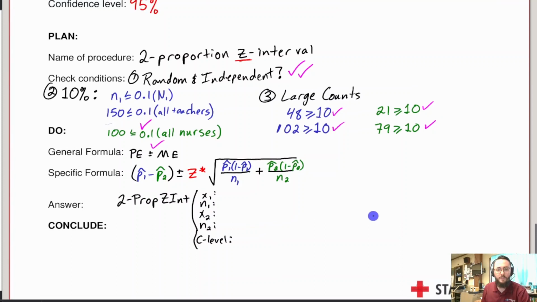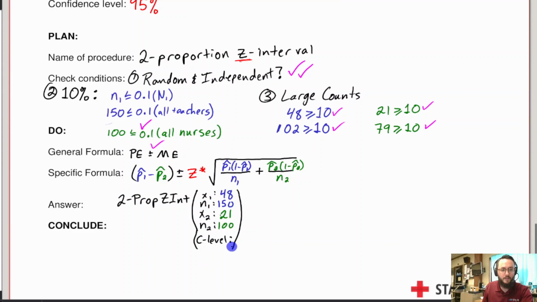Great. So now you have to identify the parts. N1 was 150 and N2 was 100. Now the X's are our successes, the number of teachers with a second job. In this case, it is 48. In this case, it is 21. And we can put that into our calculator.